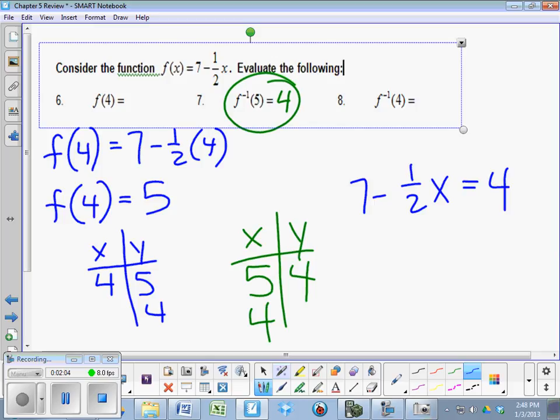Take away 7 from both sides. Negative 1 half x equals negative 3. Divide both sides by negative 1 half, and you get x equals 6. There's another way, though. The other way would be, find the inverse.